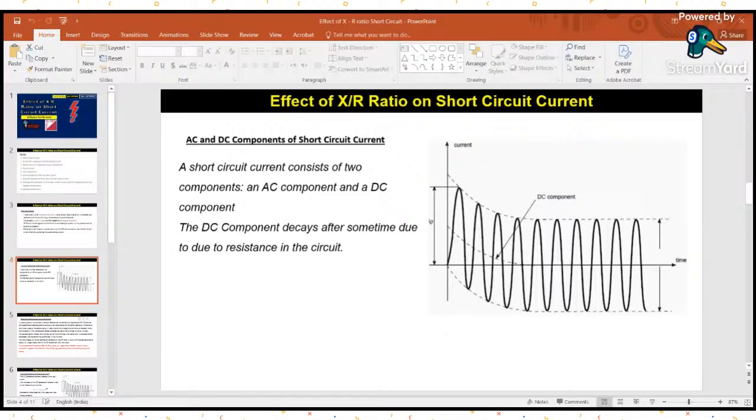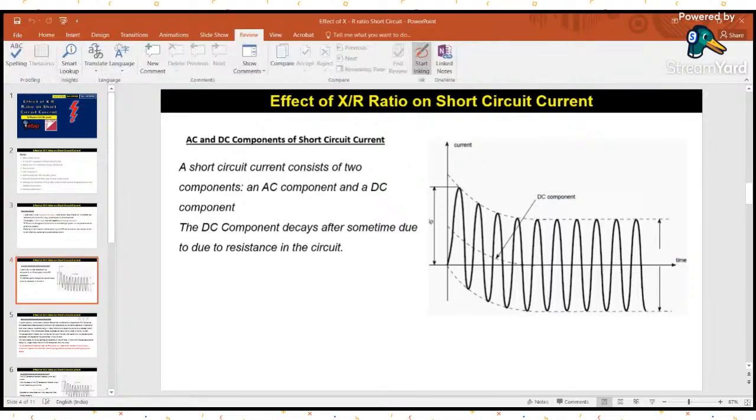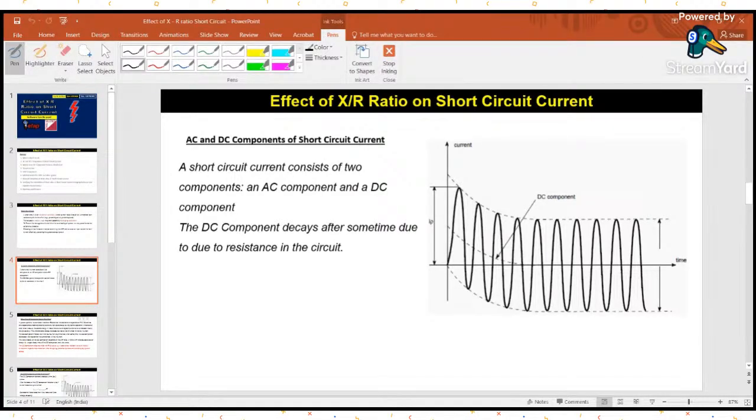I will take it up to this point. Our short circuit current is asymmetrical, that is, not symmetrical about the time axis. And after that, it is symmetrical. You can see here that this portion and this portion are not equal. That means it is asymmetrical. And when the DC component decays, generally after 3 to 5 cycles, our short circuit current becomes symmetrical.